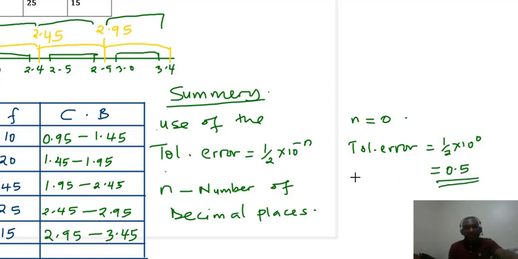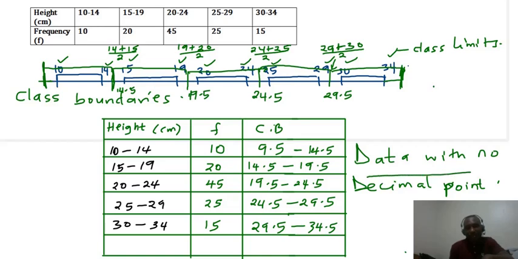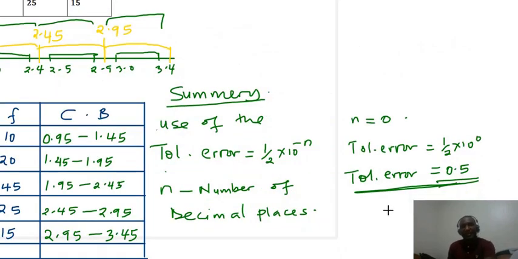And this is exactly what we concluded when it came to data with no decimal places. We say that we shall be adding 0.5 on the upper class limits to get the upper class boundaries, and we take away 0.5 on the lower class limits to get the lower class boundaries. How about if the data has 1 decimal place? N is going to be equal to 1.